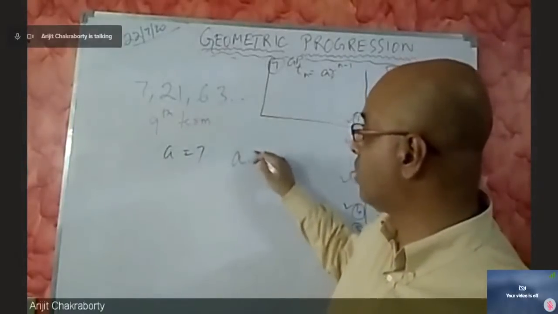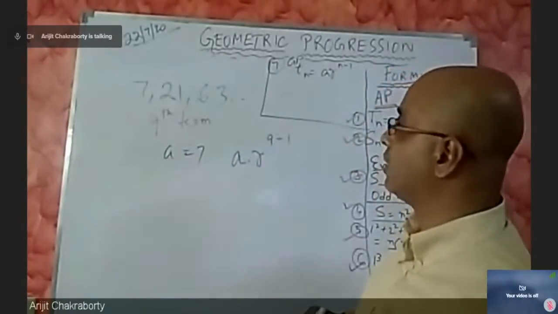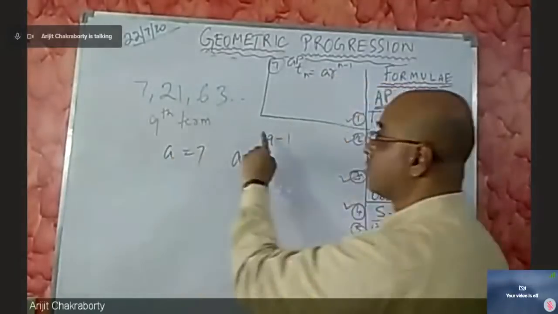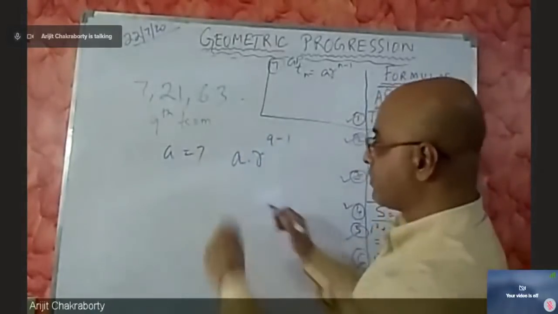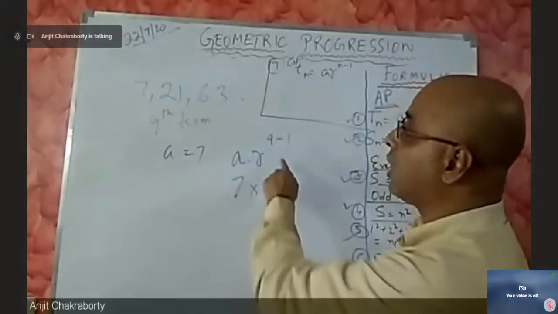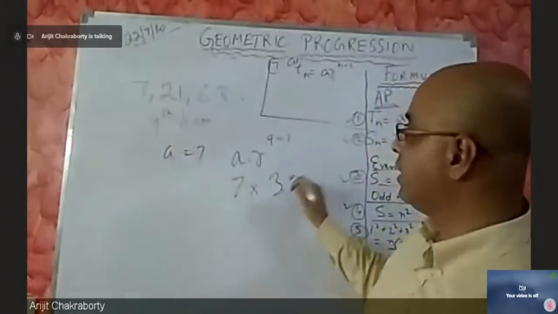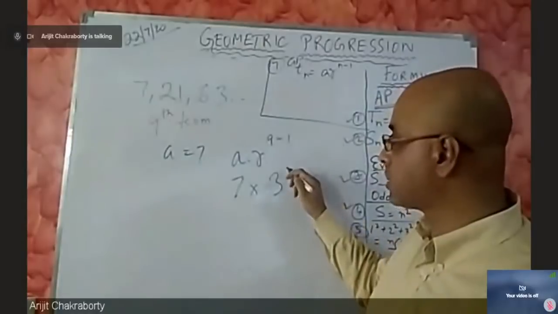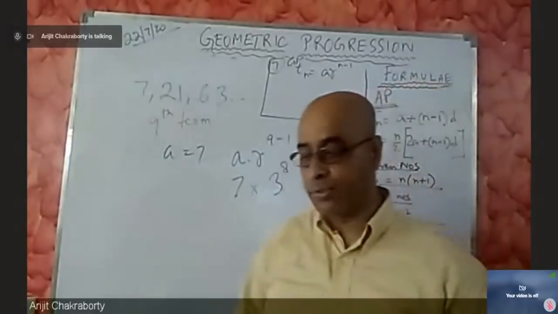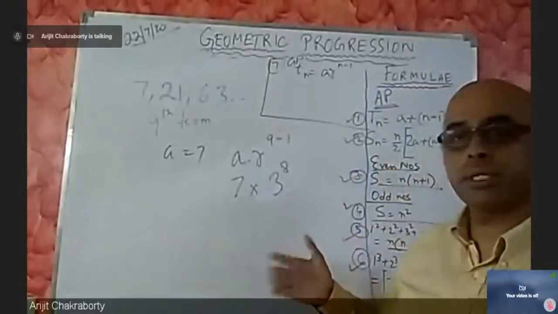So A into R to the power 9 minus 1, because you have to find the ninth term. So 9 minus 1. A is 7, so I write 7 into R is 3. So 3 to the power 9 minus 1 is 8. So 7 into 3 to the power 8. You have to just calculate.